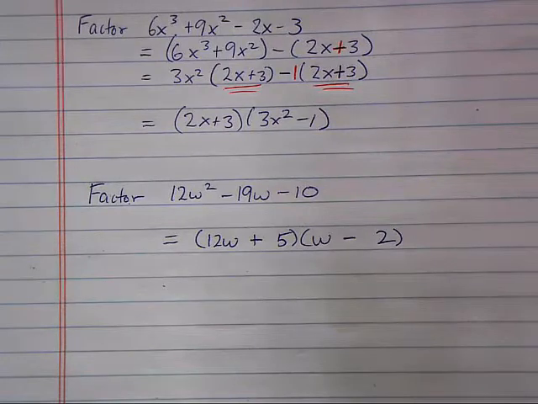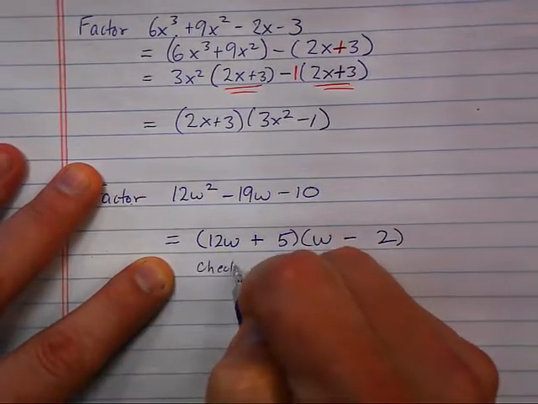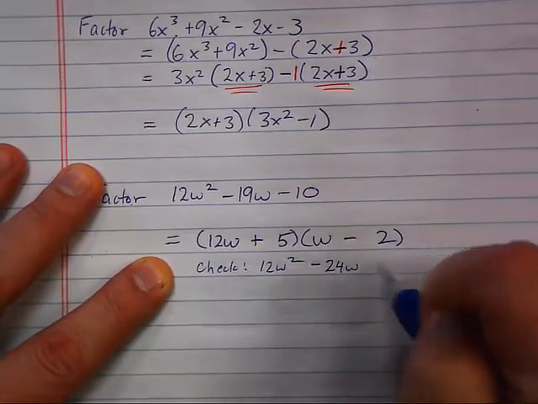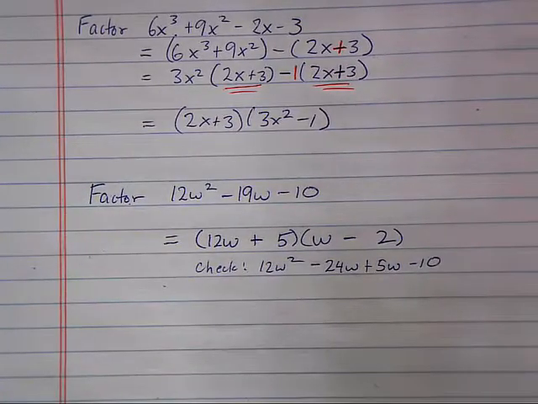Okay, so here's an example of somebody who's very good at factoring, who's very good at the guess and check method. She got the right answer on the first try, I think. Because if I were to FOIL this out, let's just check and make sure we got the right answer. This would be 12w squared minus 24w plus 5w minus 10. Is that the right answer? I think so, because in the middle, negative 24w plus 5w does give negative 19w. So there's an example of somebody who is a very good guesser.